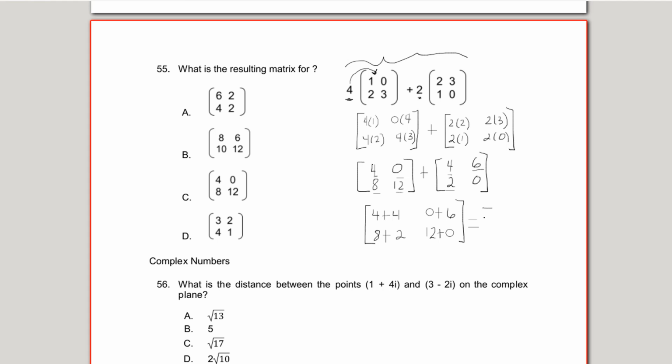Let's add those up, and we're going to get 8, 6, 10, and 12. And actually, as we're doing this, we see that it's answer choice B, but you could have just added and gotten the first entry of 8, and that would have given you answer choice B as well. So that's another way that you can quickly work these without having to fully solve the question.